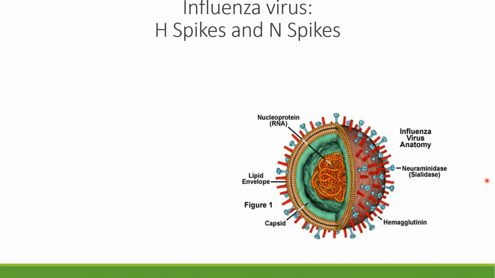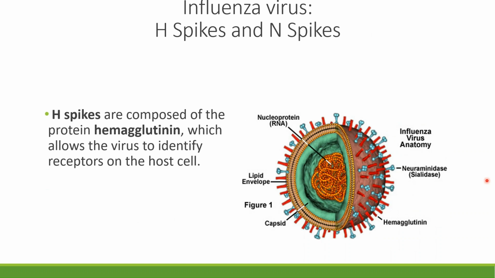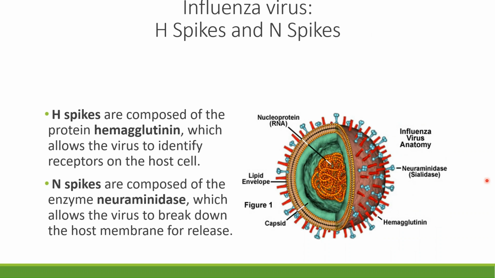All right, we've talked a little bit about these protein spikes, these fibers that come off of the viruses that help them identify their host range. And now we're going to learn about the two of them that are in animal viruses, the H spikes and the N spikes. The H spikes stand for hemagglutinin. So hemagglutinin is this protein spike that allows the virus to identify the host cell. And then we have the N spikes, and this stands for neuraminidase. Neuraminidase is this enzyme. You see it ends with ASE, so that's how you could remember that this one is the enzyme portion. And this allows that virus to break down the host membrane in order to be released inside of the cell.